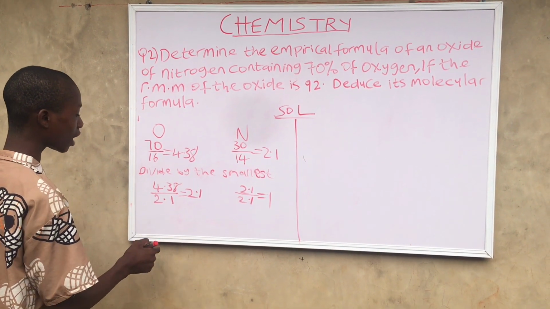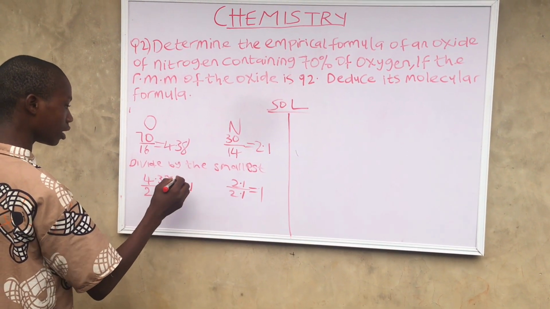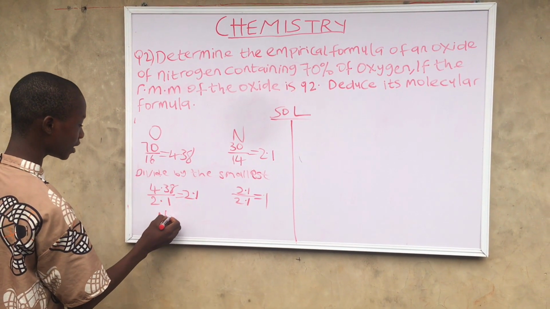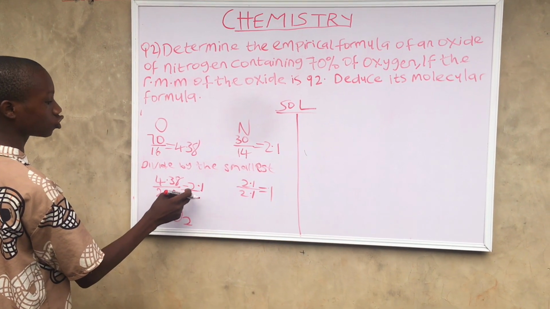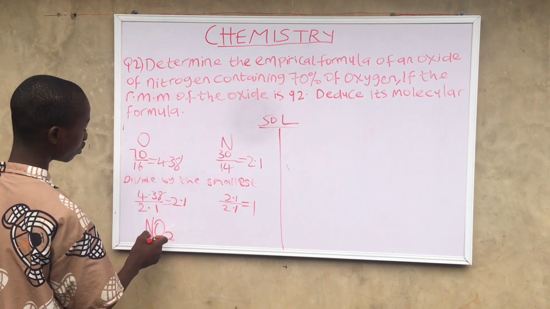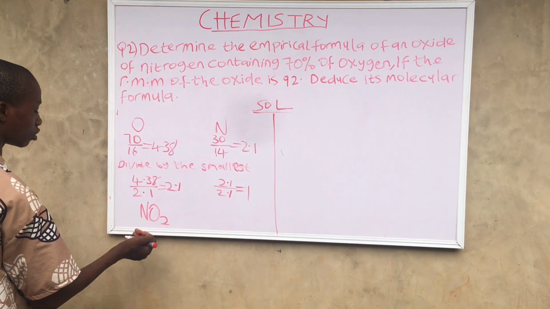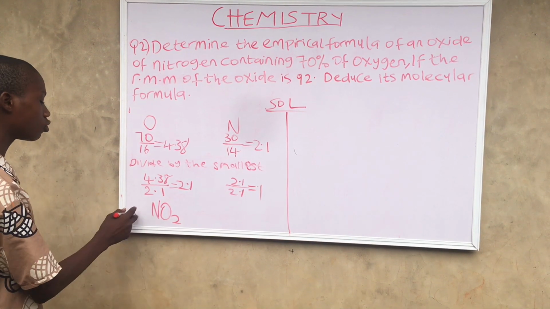Our empirical formula is our nitrogen oxide, NO2. Our oxygen is 2, while our nitrogen is 1. That's why we have NO2. You can put 1 here, but that's not necessary. So we have derived our empirical formula.